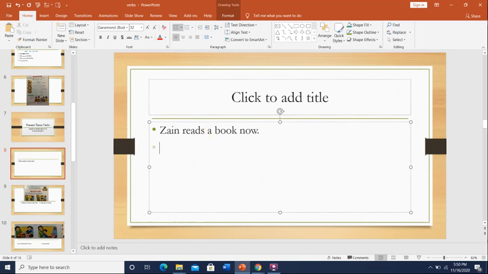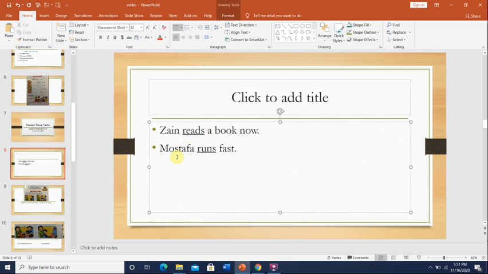Right? If I say Mustafa runs fast. What did I do to the verb? I add an S to the verb, so I know that it's happening now. Okay? So first of all, who is the sentence about? The first sentence, Zane reads a book now. This sentence is about Zane. So Zane is only one person. So because Zane is only one person, we add an S to the verb.